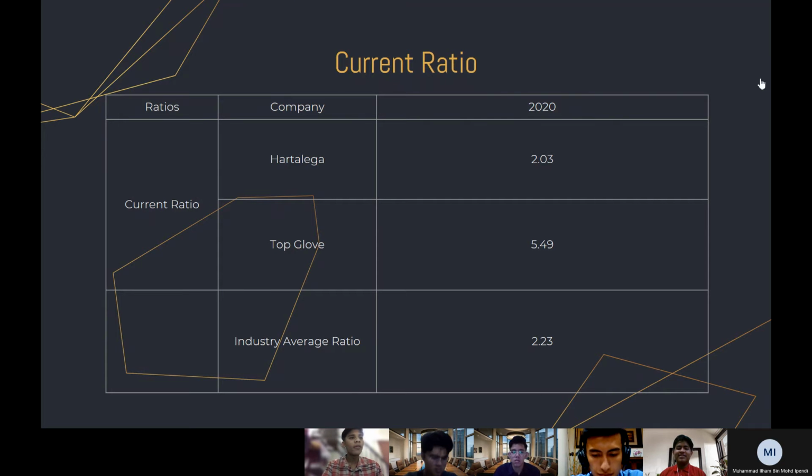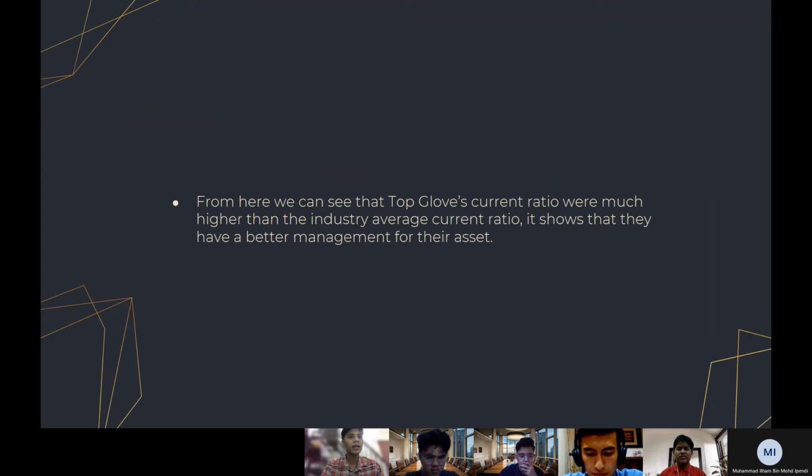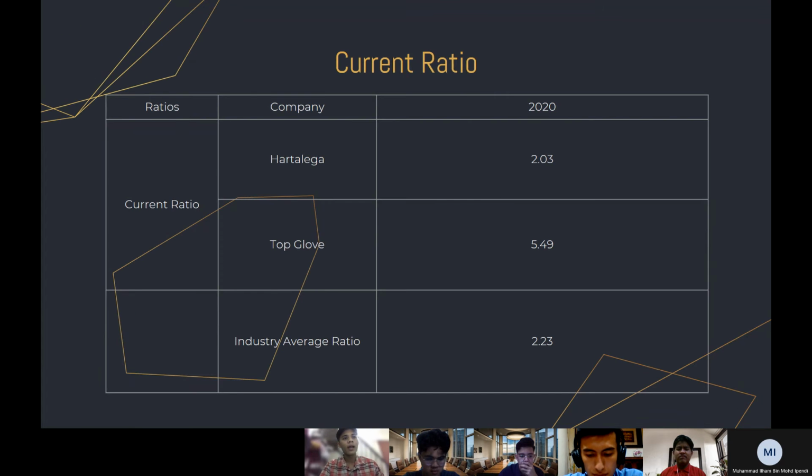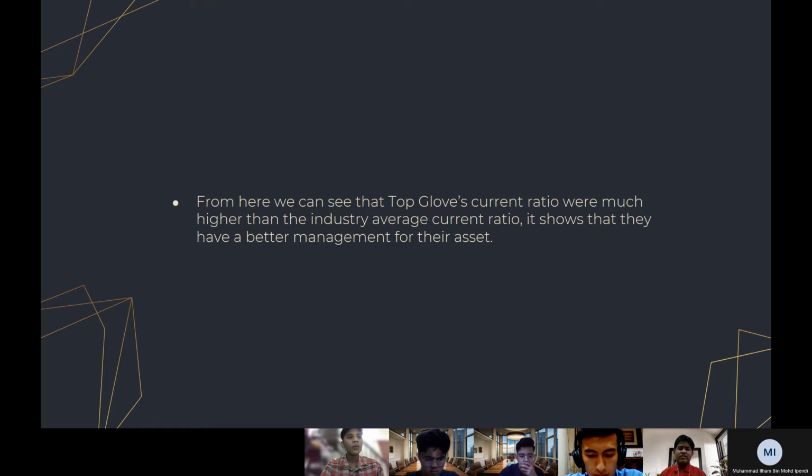For starters, let's start with the current ratio for both Hartalega and Top Glove. Hartalega's current ratio is 2.03 and Top Glove's current ratio is 5.49 for year 2020. We need to know that a current ratio in line with the industry average or slightly higher is generally considered acceptable, and if the current ratio is lower than the industry average, it indicates a higher risk of distress or default. From here, we can see that Top Glove's current ratio is much higher than the industry current ratio. It shows that they have better management of their assets.